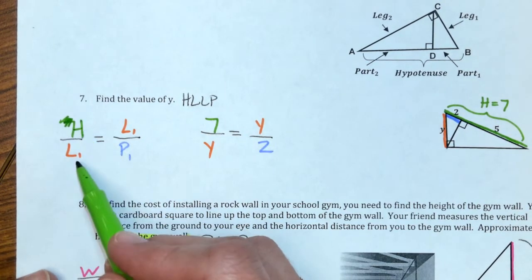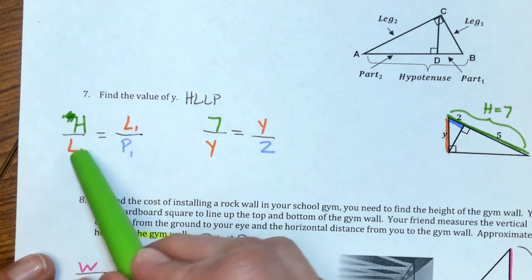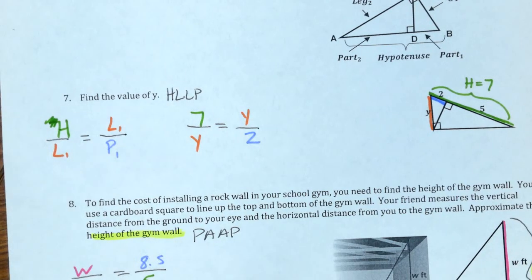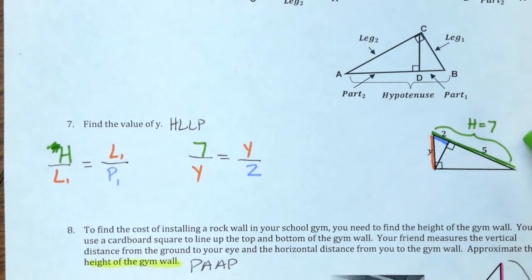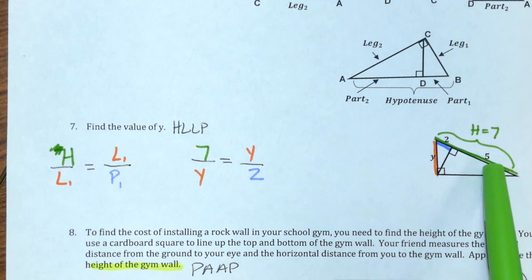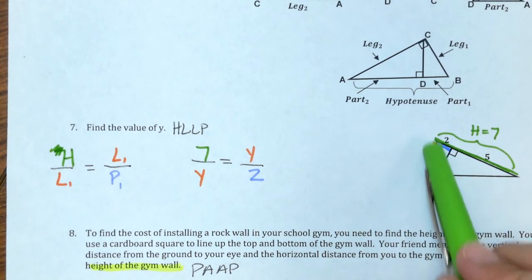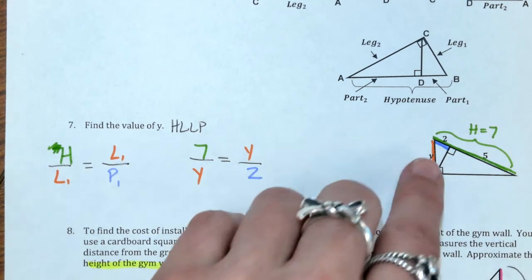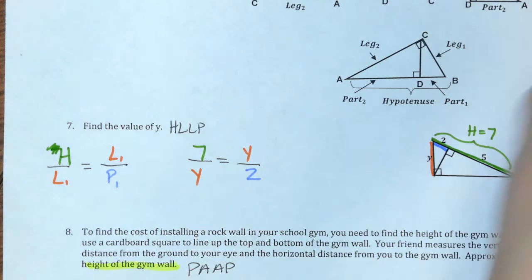HLLP. Hypotenuse over leg 1 over part 1. Remember, bottom left, top right, always the same thing. Bottom left, top right, always. Remembering that we cannot use 5 as our part, even though 2 and 5 are the parts. We can't use 5 because we're using this leg where the Y is. So we have to use the part that is adjacent and attached. That's why we use that 2.